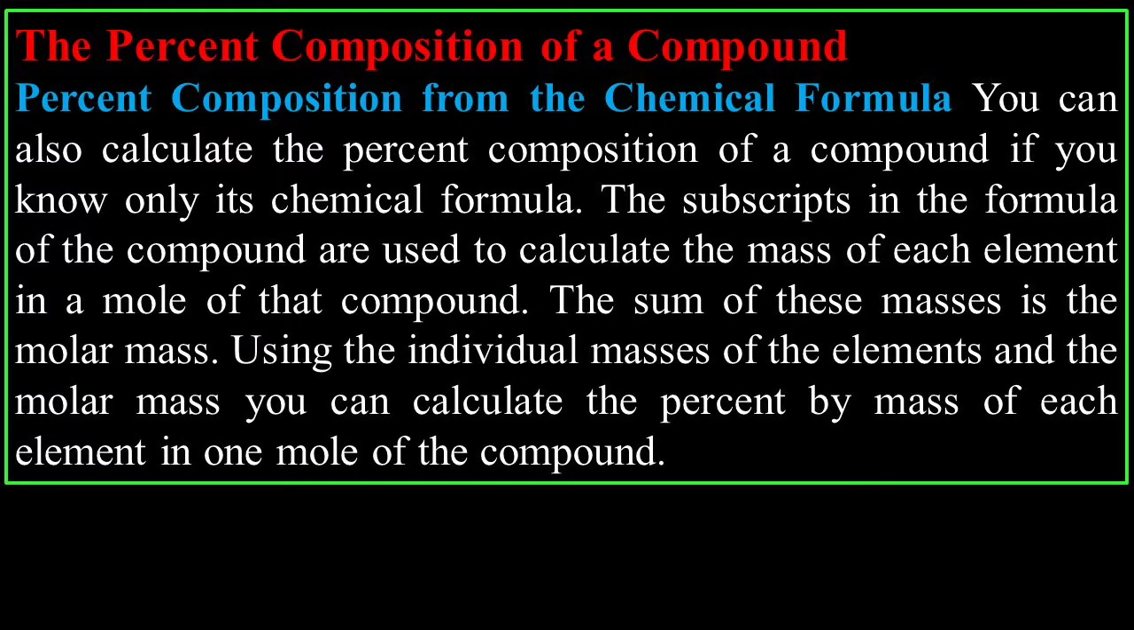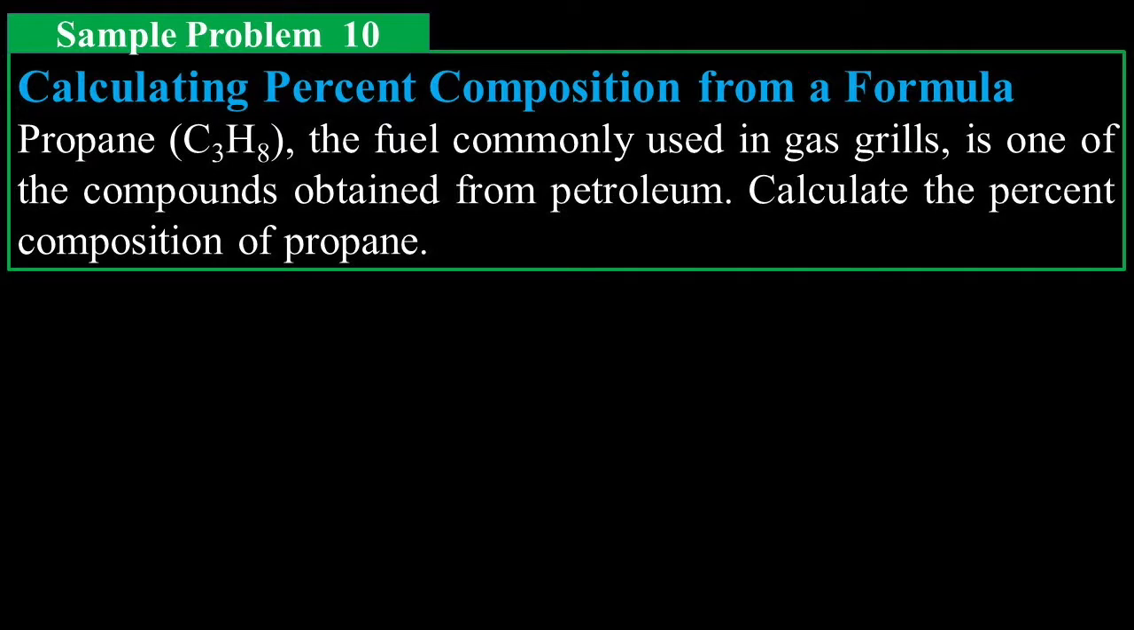Percent composition from the chemical formula. You can also calculate the percent composition of a compound if you know only its chemical formula. The subscripts in the chemical formula of a compound are used to calculate the mass of each element in a mole of that compound. The sum of these masses is the molar mass. Using the individual masses of the elements and the molar mass, you can calculate the percent by mass of each element in 1 mole of a compound. You don't have to think of it as a mole. You can just think of it as a particle and use AMUs. It doesn't have to be a whole mole of the substance. It can be one particle.